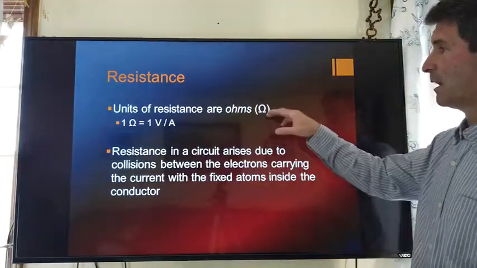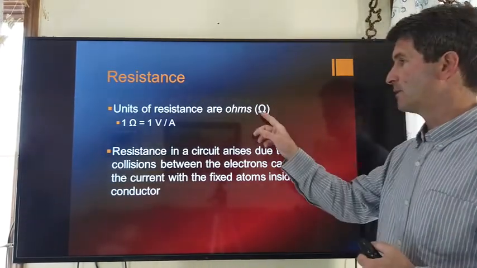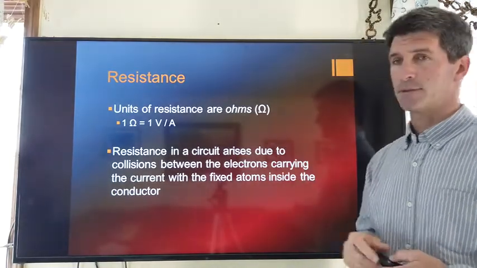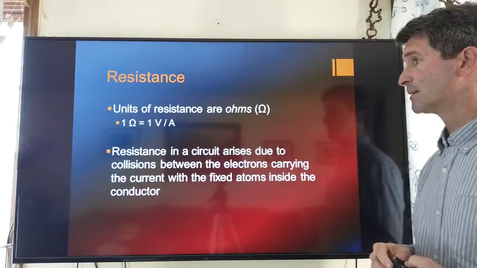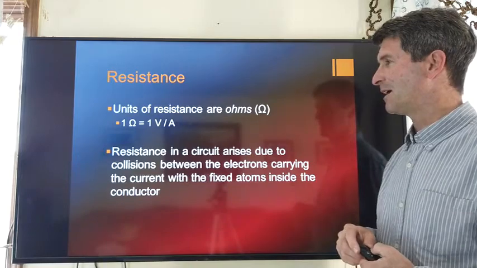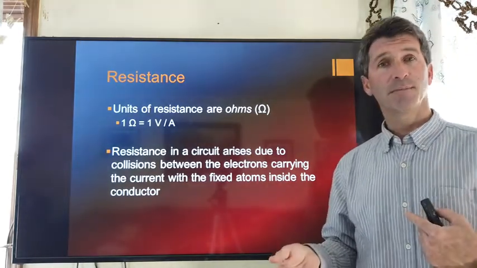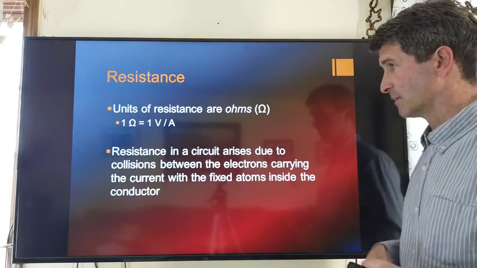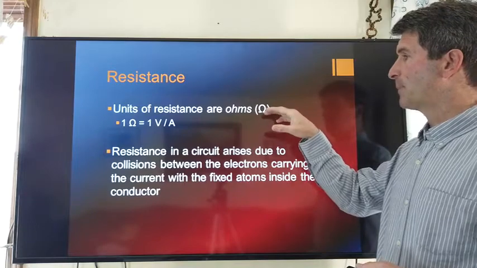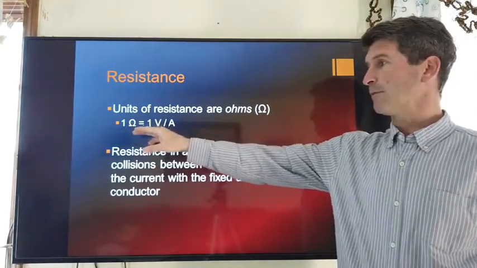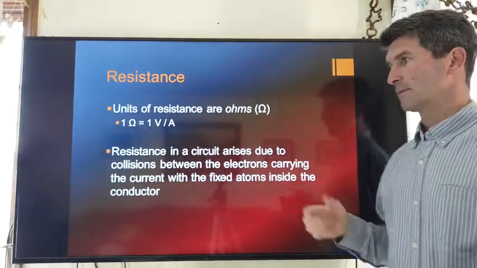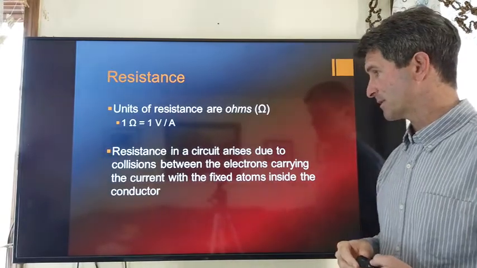Units of resistance are in ohms. We use this capital Omega as a symbol for ohms. They're named after George Ohm, who did some work on measuring how the potential difference would change as a function of current. He came up with Ohm's law, which is the next section. And basically, the ohm, as we saw before, is just how many volts we need per amp. Again, those are your SI units for resistance.